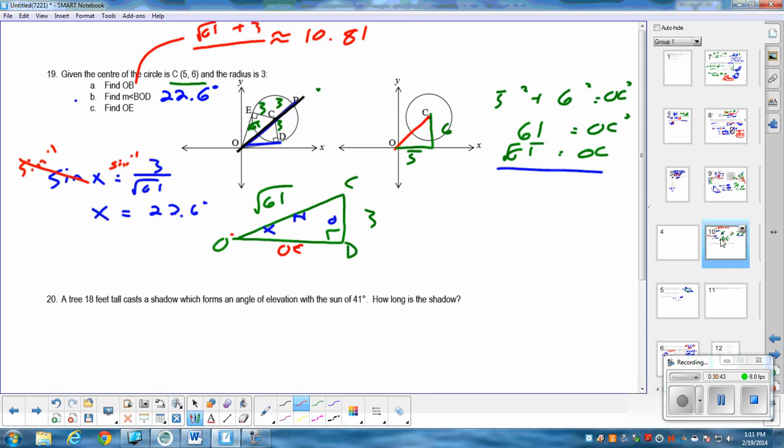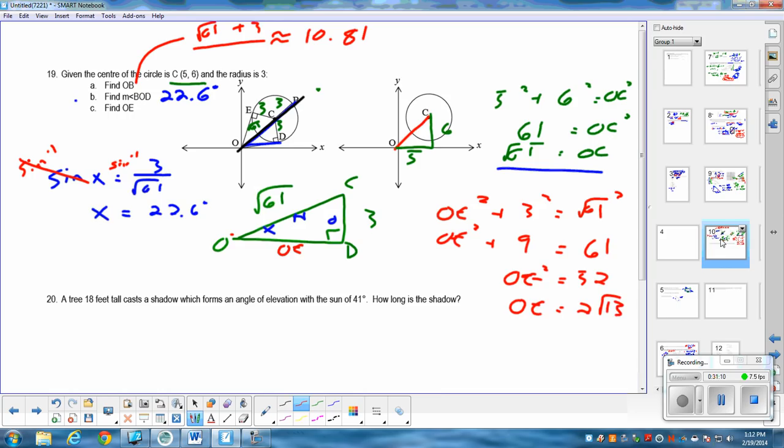OE and OD are the same. So OE squared plus 3 squared equals square root of 61 squared. Square root of 61 squared is just 61. So OE squared equals 52. OE, if you simplify the square root, will equal 2 square root of 13. Or if you'd rather plug this into your calculator, it's approximately equal to 7.21.